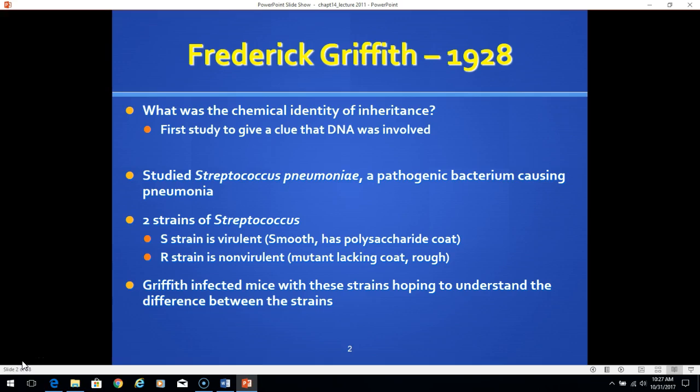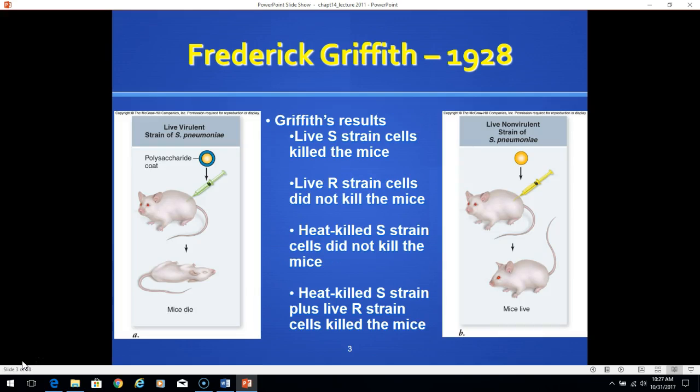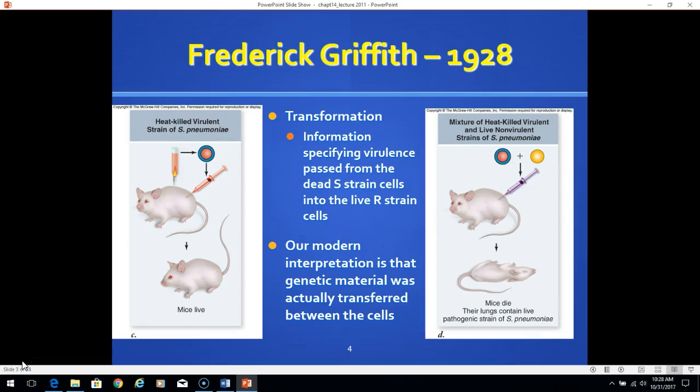So he infected mice with both strains to see what happened with both strains. Now here are the controls. Remember all the way back to chapter 1 talking about science and having the need for controls. So the controls here were the live virulent and the live non-virulent. He infected mice with each. Voila. The virulent strain caused the mouse to succumb to disease. The non-virulent strain, the mouse lived. Nothing special there. Those are controls.